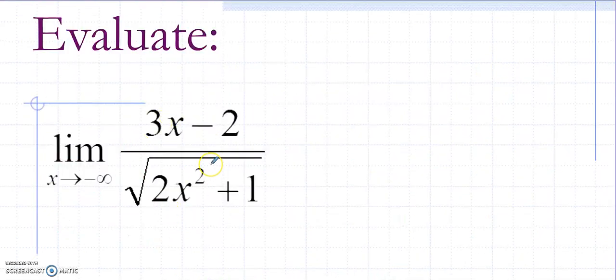Next one. Try this on your own. These are the problems that you really didn't like before, because I actually want you to show me some work. So I want you to evaluate the limit as x goes to negative infinity of the quantity 3x minus 2 over the square root of the quantity 2x squared plus 1. Pause the video, unpause when you're ready to check.